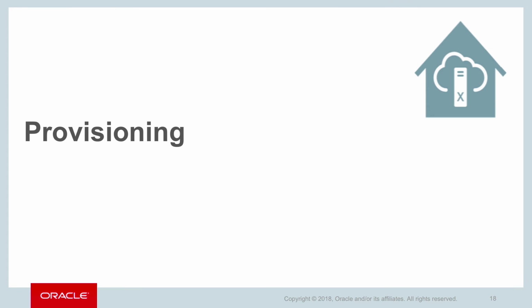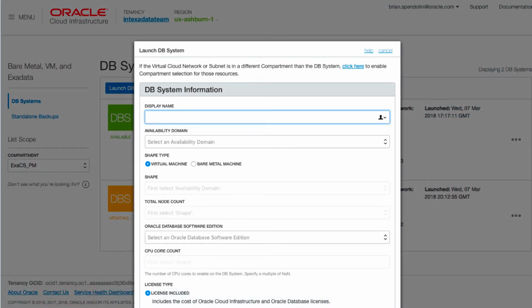Let us now look at provisioning an Exadata Cloud Service on Oracle Cloud Infrastructure. You will have to first log in to the Oracle Cloud Infrastructure console, click on DB Systems, and then click on Launch DB System. A screen pops up which requires you to enter information to kickstart the provisioning process.